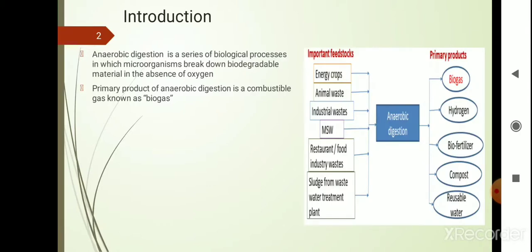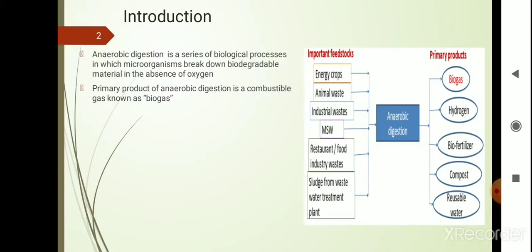The important feedstocks are energy crops, animal waste like chicken waste and beef tallow, and we can also use municipal solid waste and restaurant waste. The sludge coming from wastewater treatment is another major feed. Certain industrial wastes like sugar industry and paper pulp can also be an input to the anaerobic digestion process. In turn, we will get biogas as the main product.